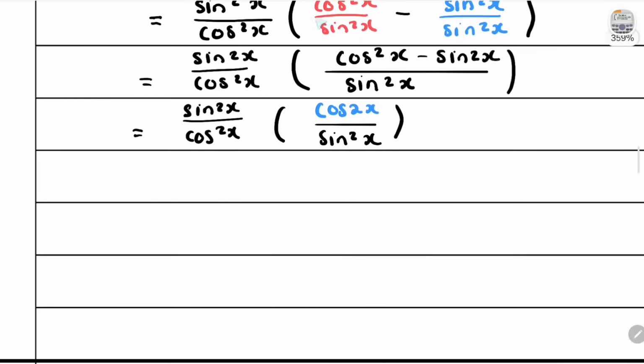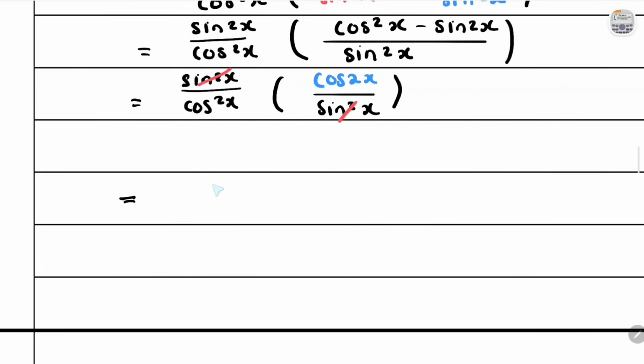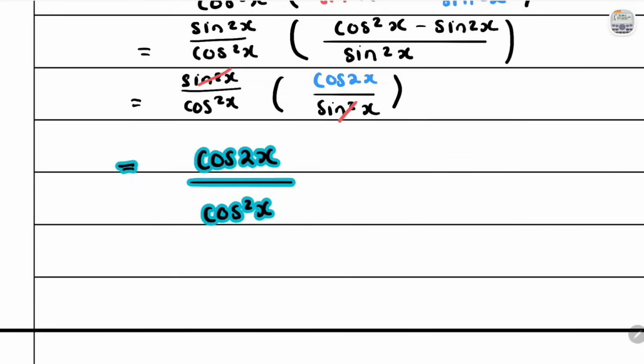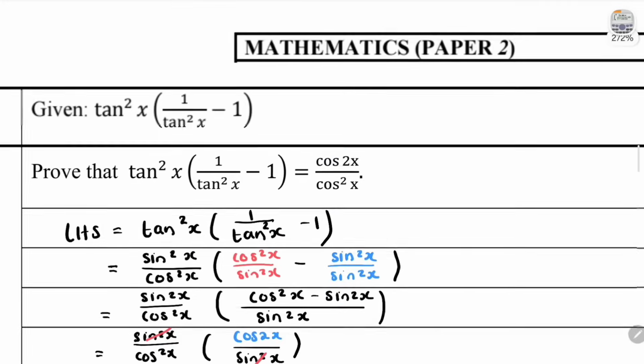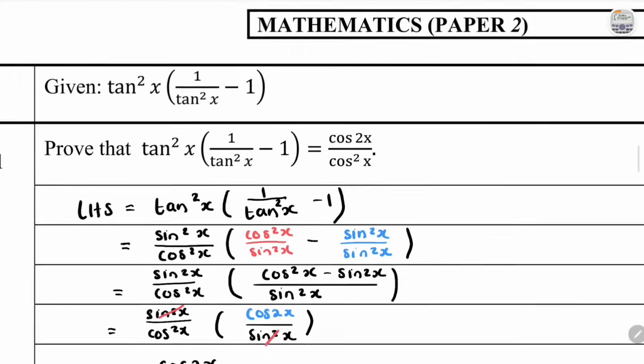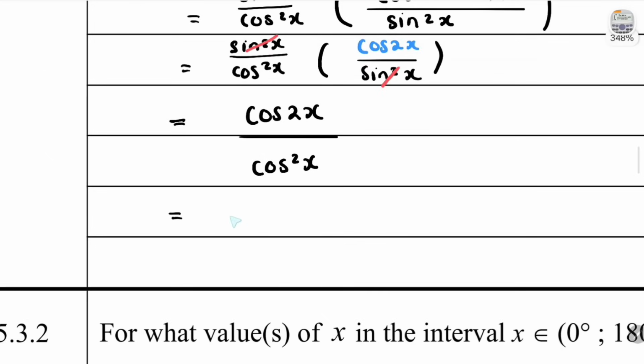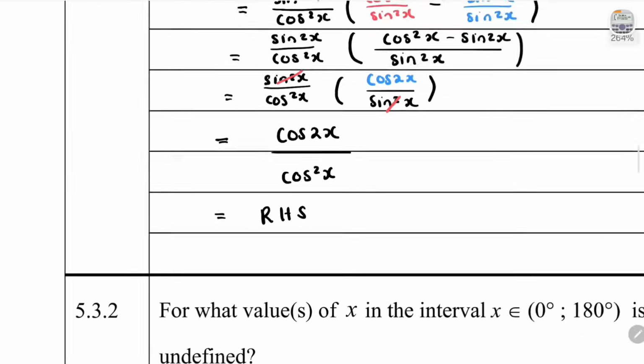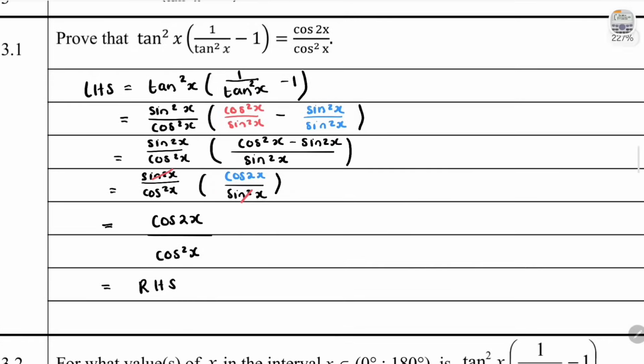Since they're multiplying, whatever is common diagonally would cancel. Sine squared x cancels with sine squared x, and these are not common. So all we are left with as our solution is cos 2x over cos squared x. And that is our answer. As we can see, that is indeed the right-hand side that we have. So it is finally equal to the right-hand side, and that is that identity solved.